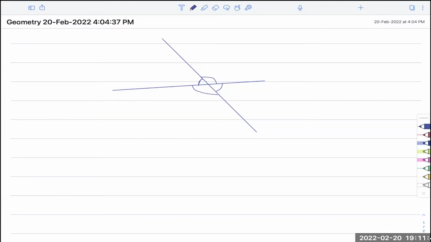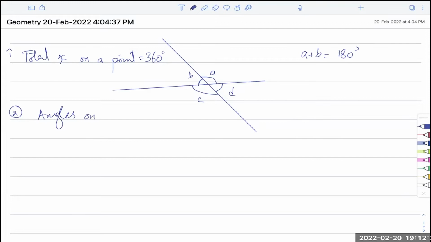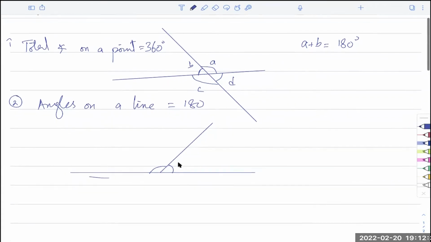The first idea that we have is that total angles on a point, and this is a symbol for angle, sometimes we also write it like this, are equal to 360 degrees, which means if I add this A, B, C, and D, they will all add up to 360. What about just A and B? Because A and B are exactly on one side of the line, they will add up to half of that, which is 180. That's our next main idea: angles on a line equal 180. For example, if I had this line and another line that just came in here, then this one and this one will add up to 180. That's also pretty straightforward.